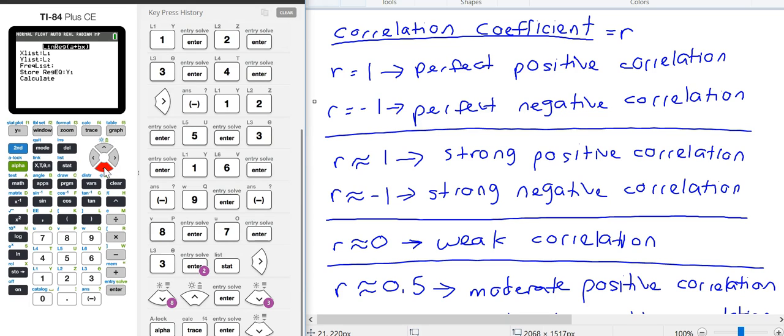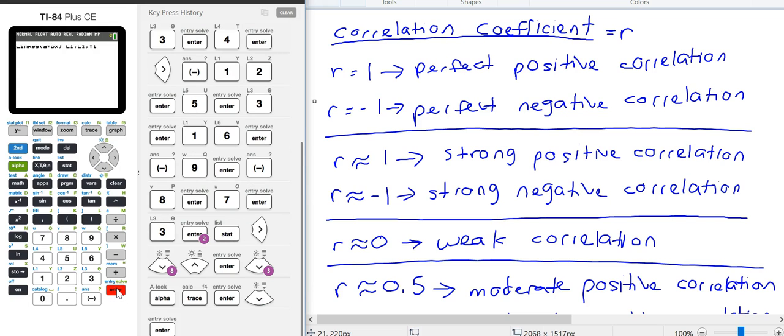We don't need to turn diagnostics on. We already have diagnostics on from the last problem that we did. And diagnostics are going to be on your calculator forever, even when you turn it off, unless you actually go into catalog and press diagnostics off. We're going to press calculate.